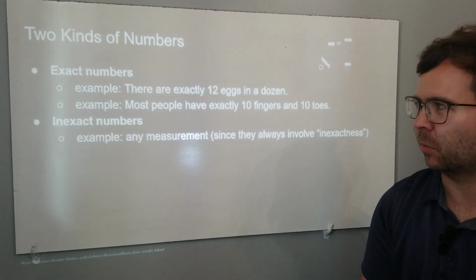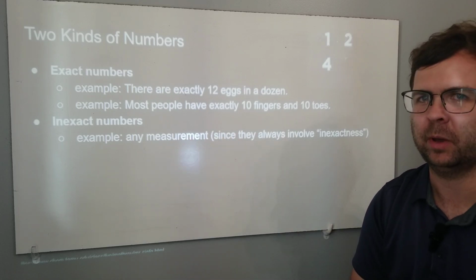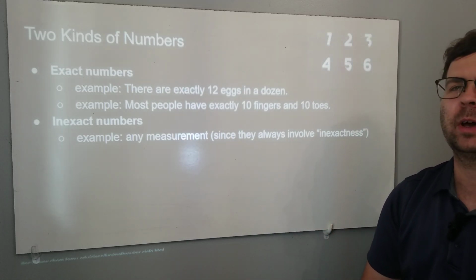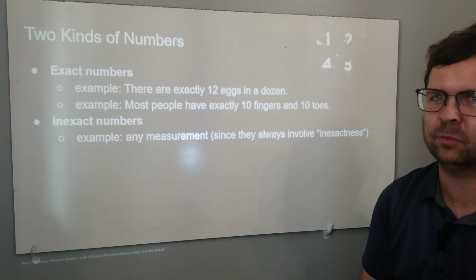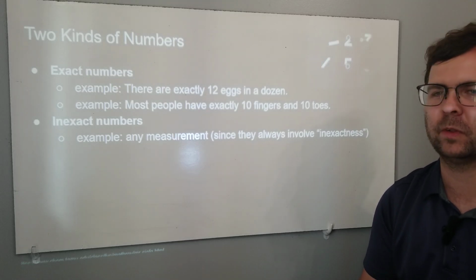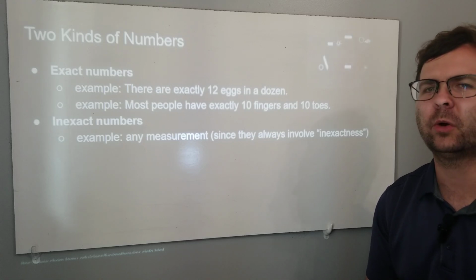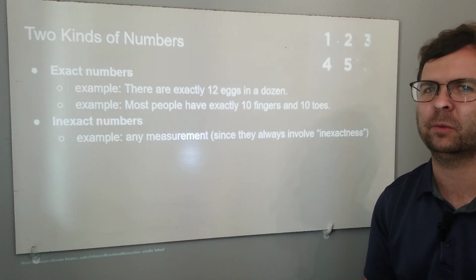An inexact number is any measurement that you make, because whenever you make a measurement, there's always going to be some kind of inexactness involved in your measurement. Even if you're the best measurer in the world, you have the best measuring devices in the world, there's always some level of inexactness to your measurements.